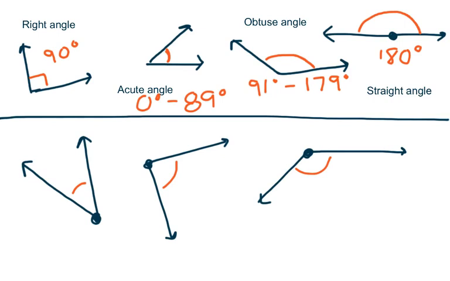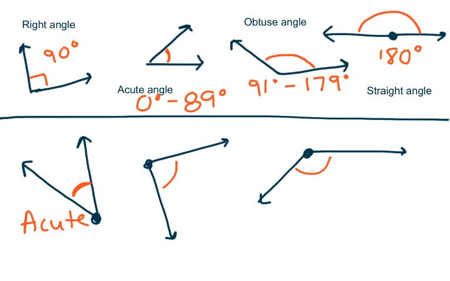All right, my first angle, I can see it's not open very wide. And if I were to compare this to a right angle, well, a right angle would look like this. So I can see that this angle is smaller than a right angle, which means it has to be an acute angle.